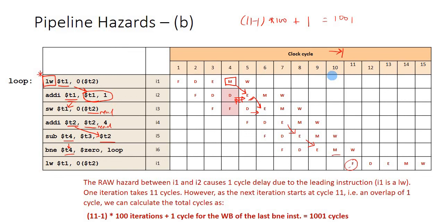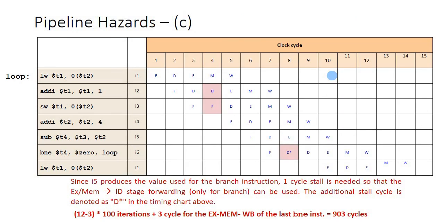Okay, so let's go on to part C. So part C, what are we having? We are having full forwarding again for RAW data hazards, and we are having early resolution in ID stage. Early resolution basically has additional hardware in the decode stage to make a decision on whether the branch is to be taken or not. Okay, so let's do analysis here.